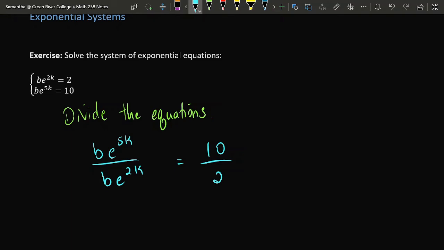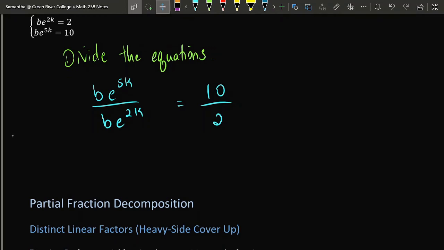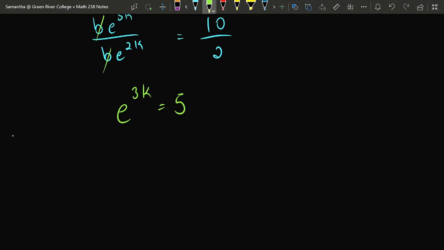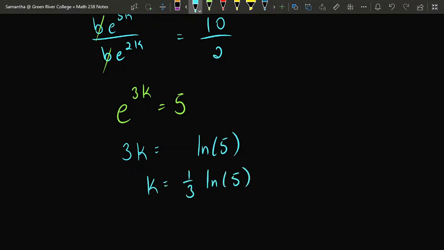So on the right side, I have 10 divided by 2, and on the left side, I have b e to the 5k divided by b e to the 2k. Now, by virtue of doing this, we have obtained an equation which can be simplified pretty dramatically. The two b's completely cancel out, and the two exponentials can be combined using the exponent properties. So e to the 5k minus 2k is equal to e to the 3k, and that needs to be the same thing as 5. So now I can solve this exponential equation for k, and I'm going to start by applying the natural log to both sides. So 3k is equal to the natural log of 5, and therefore k itself is equal to 1/3 natural log of 5.